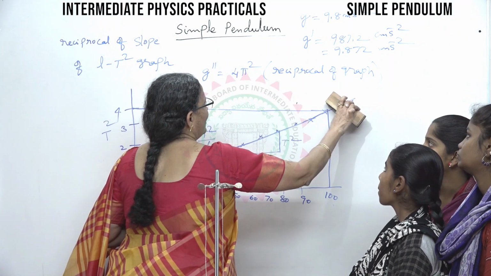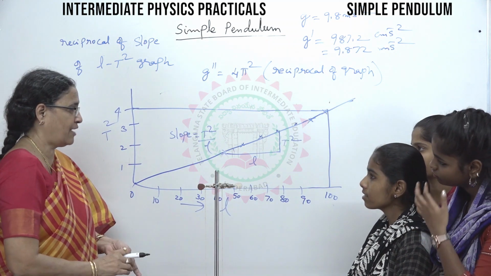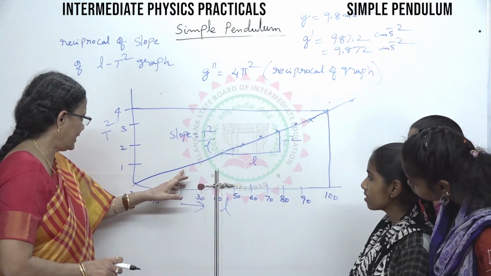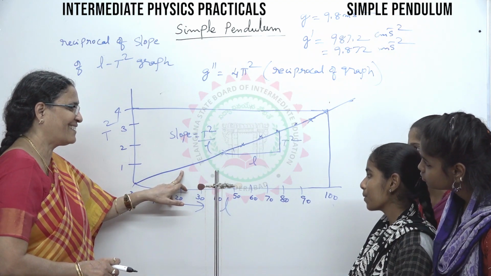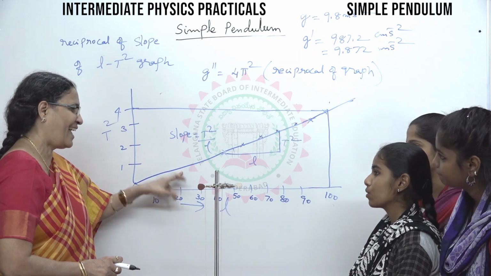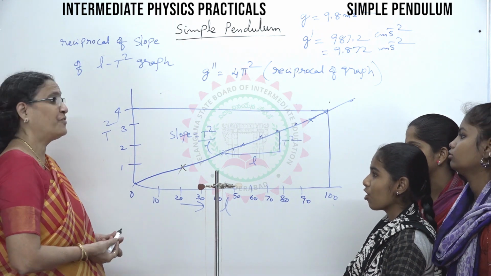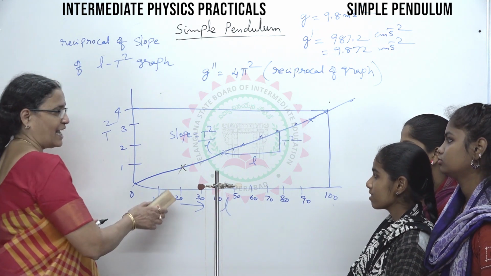How I catch students: they said they have drawn the graph, but they put a point here. How will you get a point here? Have you done the experiment with 10 centimeters? No. Then if you put a point here, when these are supposed to be your actual readings, the examiners will catch you.